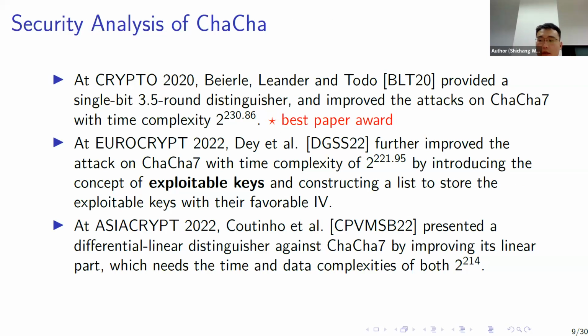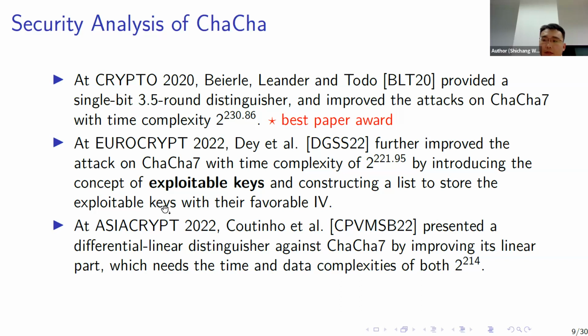Several future enhancements have been proposed following this line of research. Below, some of them are listed. At Crypto 2020, Beierle, Leurent, and Todo provided a single-bit distinguisher of 3.5 rounds and improved the attack on 7 rounds of ChaCha. Last year, at Eurocrypt, Ito improved the attack on 7 rounds of ChaCha by introducing the concept of exploit key.